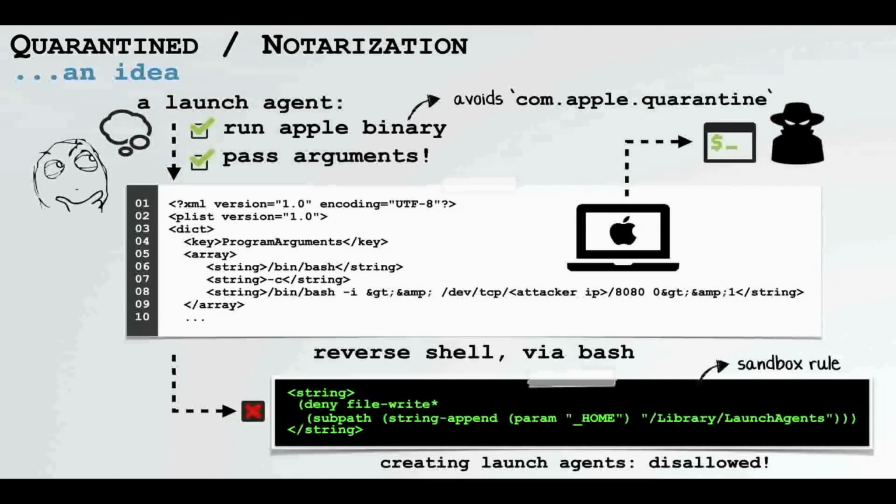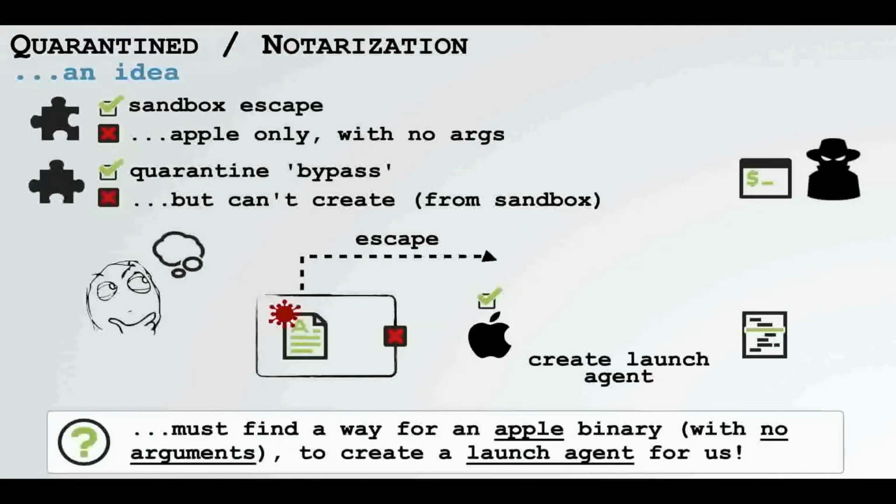And then also, if we can persist an interactive shell, it's going to be running outside the sandbox, which is going to allow us to do things like remove quarantine attributes, which means that notarization checks will not even be performed. This would be great. But recall that Microsoft's patch for Adam's bug explicitly blocks the creation of launch agents. Bummer. So we have all these pieces, but we just can't quite put them together.